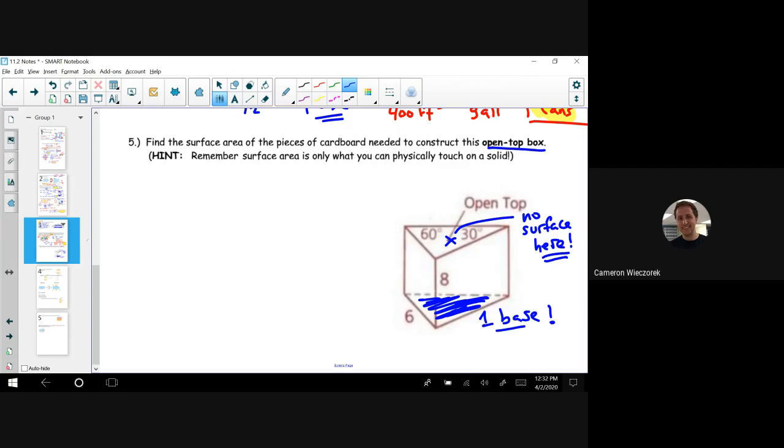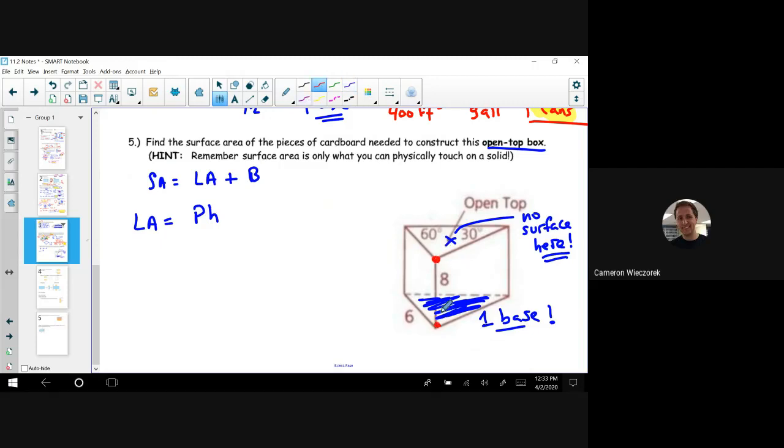So in order to find, what do they want us to find here? Find the surface area of the pieces of cardboard needed to construct this open top box. Okay. Well, my surface area is going to be my lateral area. Normally I'd be using 2 bases, but I don't have a top. So I'm only going to use 1 base in this problem. Not 2B, just 1B. The lateral area is not affected by that. That's just going to be the rectangle surrounding. So I need the perimeter of the base times the height of the prism. They gave me the height.